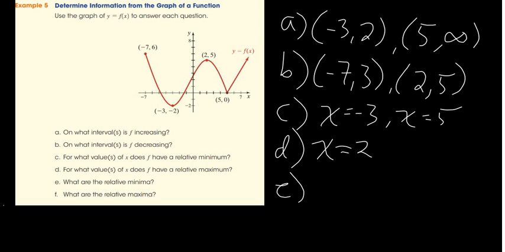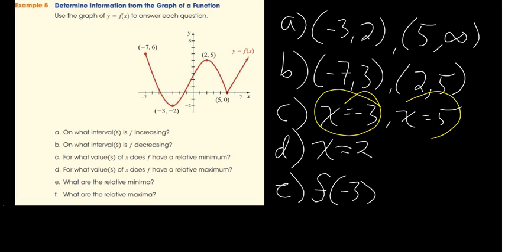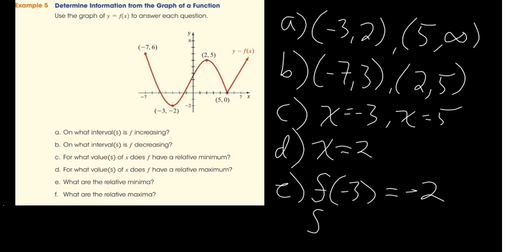So let's be a little more thorough though. If I recall, I think we have to put it like this: f of -3. Again, this is just coming from right here, and obviously I'll put f of 5 as well. What is the value at f of -3? That's -2. And then f of 5. What is the value at f of 5? Right here, that's just going to be 0.